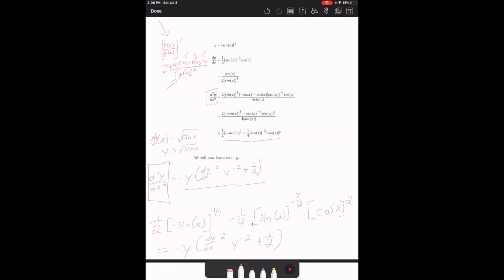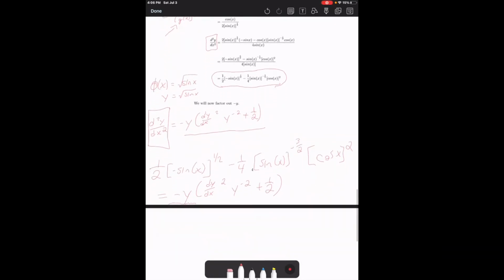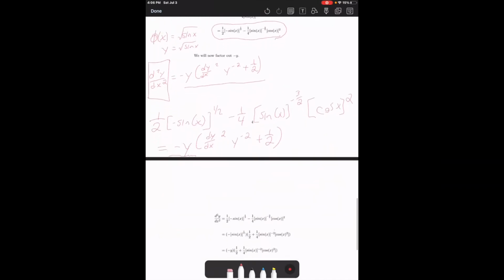Well, there's going to be an important substitution here because we actually know what y is equal to. Y is equal to the square root of sine x. So our next step is to take our value for the second derivative, and we're going to try to factor out a negative y, because in the solution that we're trying to reach, there is a negative y factored out. So let's move on and see how we are going to accomplish this.